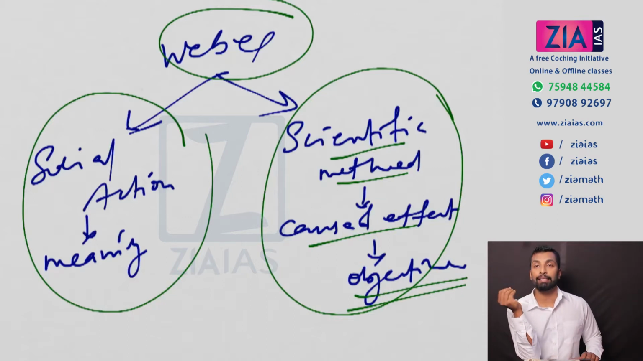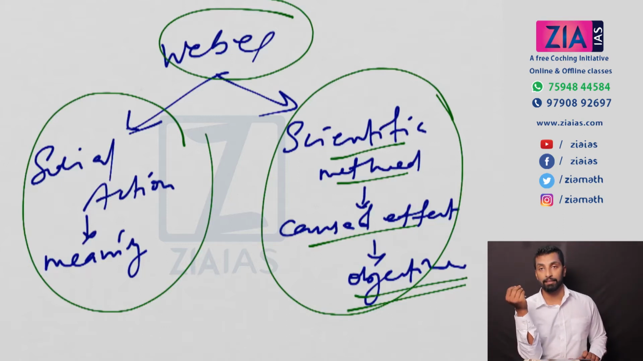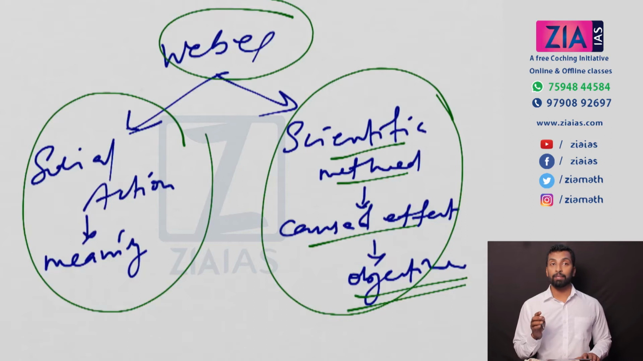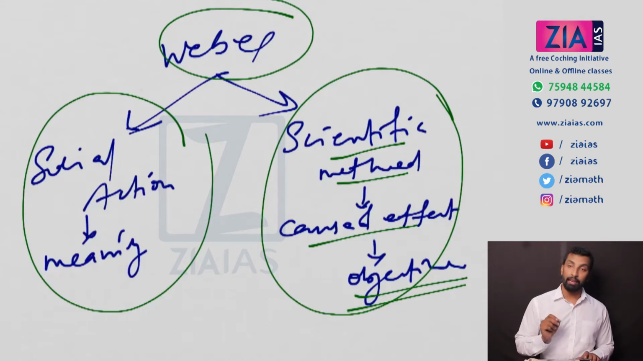And Mead also to an extent is considered as idealist. So you can write a sentence like this: sometimes it is argued that Weber is positivist in terms of methodology but non-positivist in terms of scope of sociology. And that's what I told you earlier also. You need to be very clear with this.